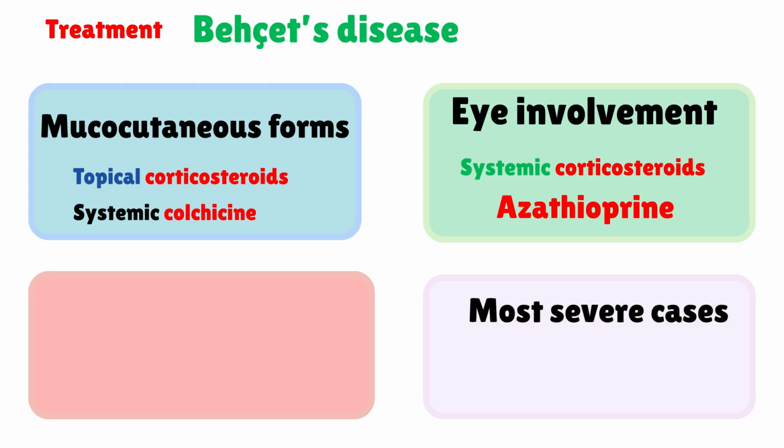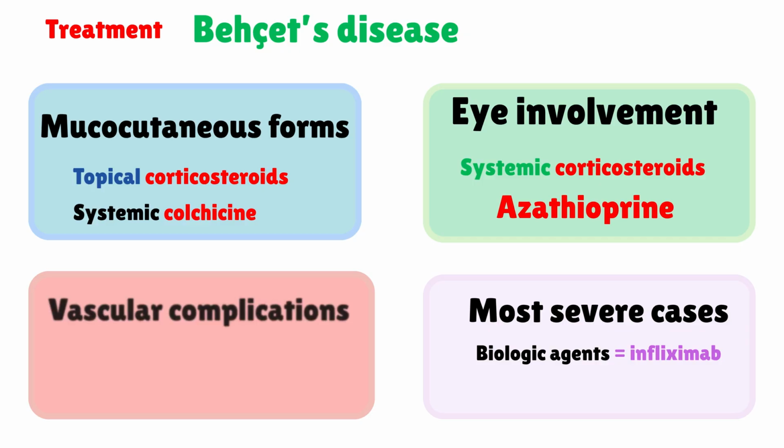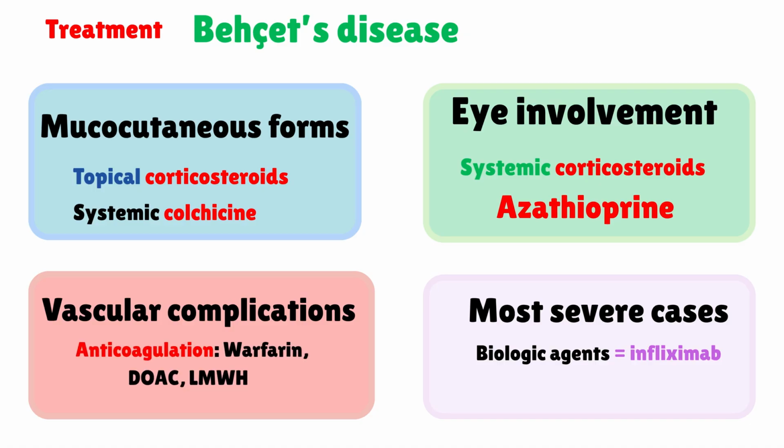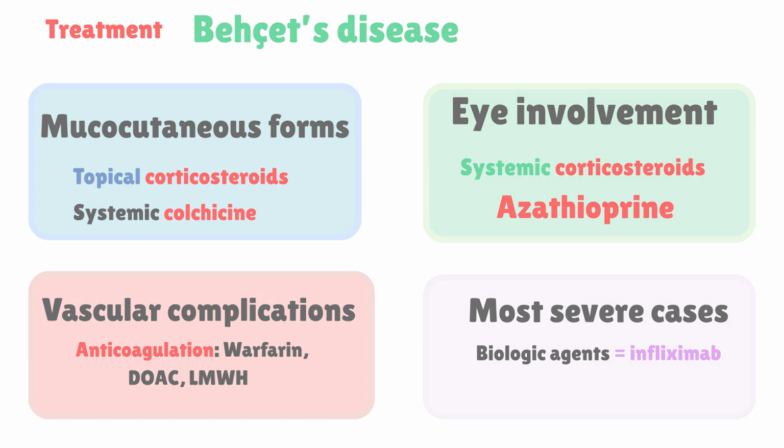For the most severe or refractory presentations, biologic agents such as infliximab can be highly effective in suppressing inflammation and preventing irreversible damage. Finally, management of vascular complications must be approached with caution. The use of anticoagulation remains controversial in this setting and should only be undertaken after carefully excluding the presence of aneurysms to avoid the risk of catastrophic bleeding.